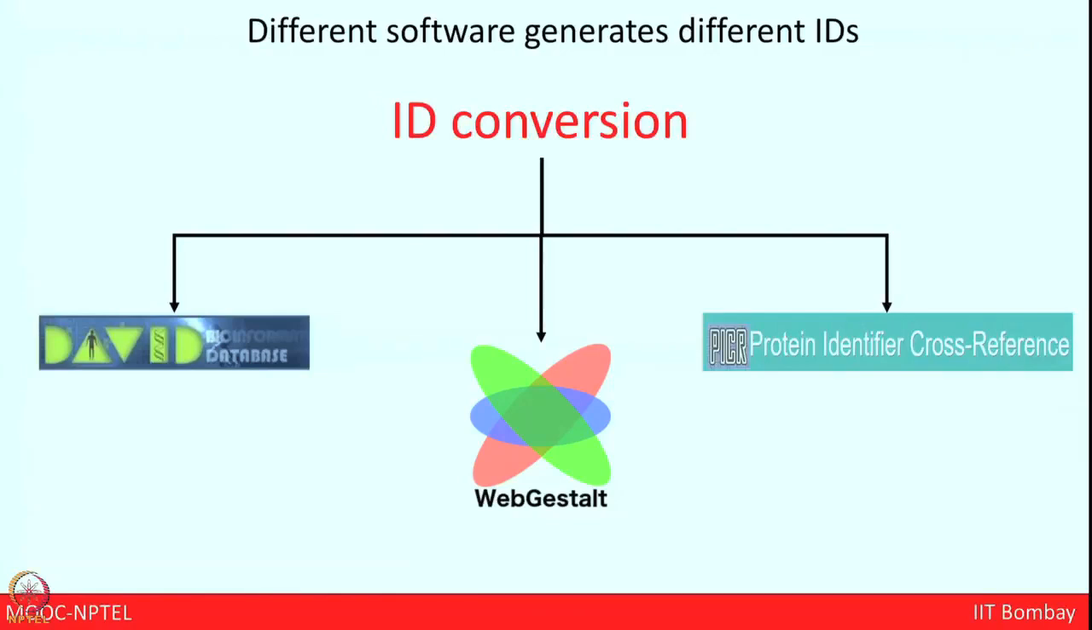Next is WebGestalt. I think Dr. Bing Zhang has already told a lot about WebGestalt, and this platform can also be used for different kinds of ID generation. The next is protein identifier cross reference. This is another platform where we can upload our IDs and get multiple IDs converted from this software.